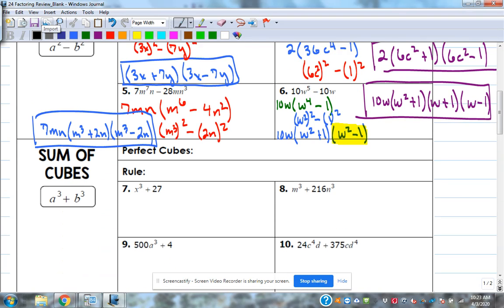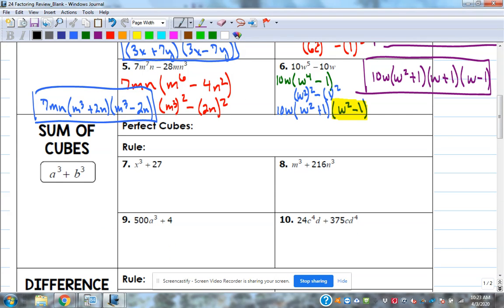part of factoring is the sum of cubes. And the sum of cubes uses perfect cube numbers, so cubic numbers. 1 to the third power is 1, 2 to the third power is 8, 3 to the third power is 27, 4 to the third power is 64, 5 to the third power is 125, 6 is 216, 7 cubed is 343, 8 cubed is 512, and you could keep going forever there. So they get pretty large pretty quickly.